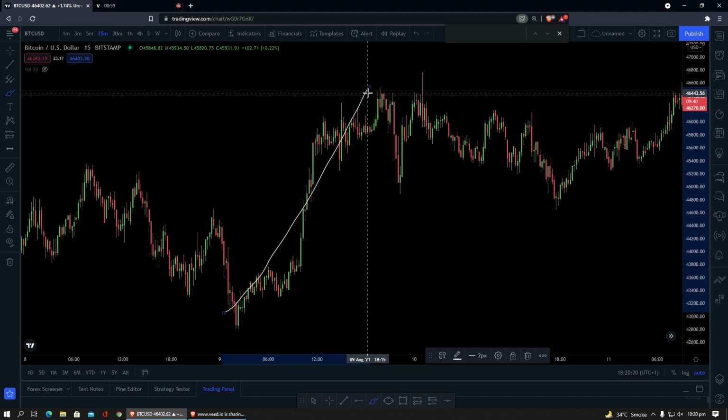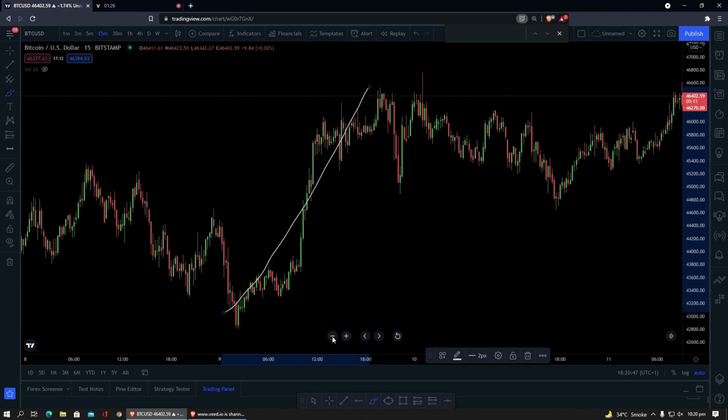The third thing that we want to do is we need to see whether we have broken any previous resistance area in case of buyers, and support area in case of sellers. Right now, because we are looking from the buyer's perspective, we need to find out whether we have broken a previous resistance area or not.